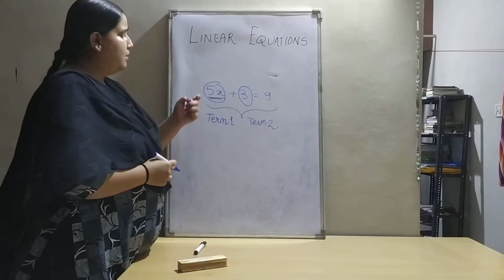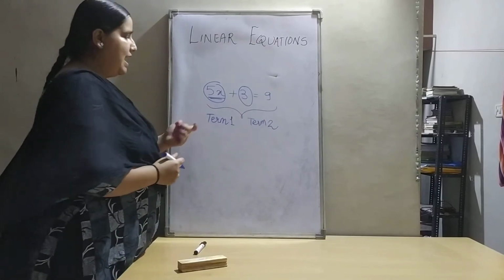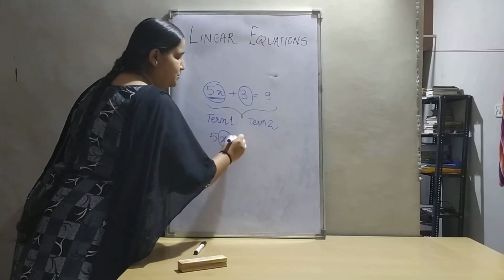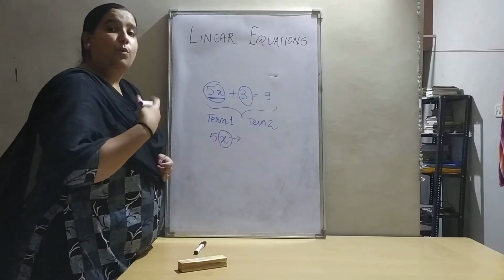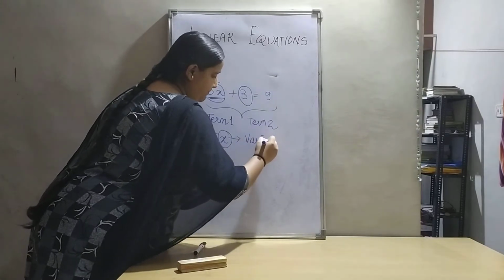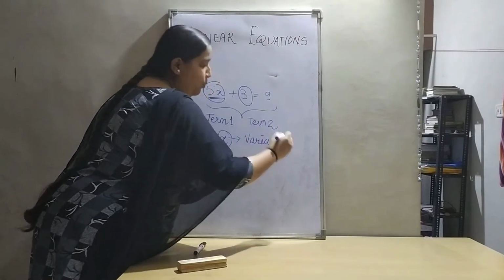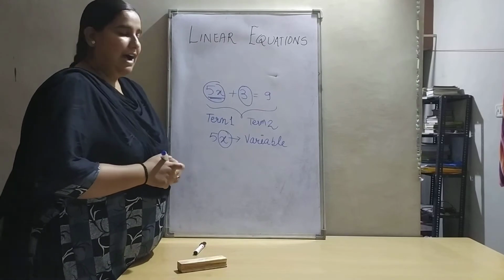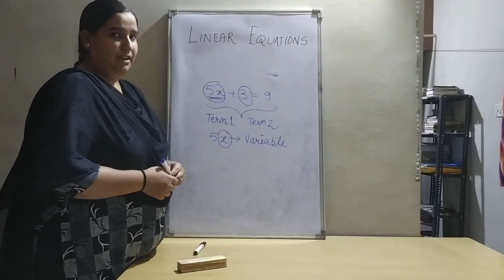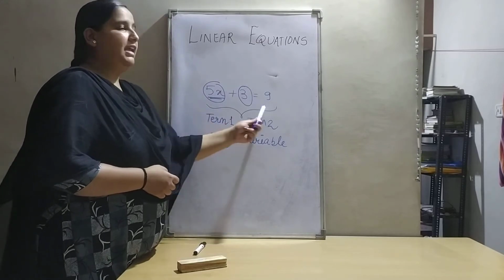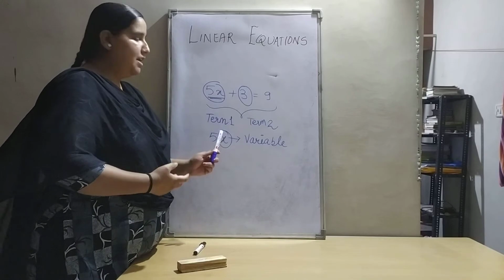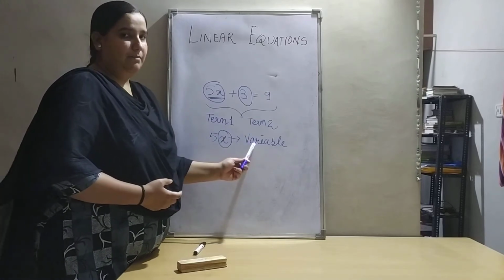Now, if I talk about term 1, I have 5x in it. Here, the x is called a variable. Why am I calling it a variable? I am calling it a variable because the value of x is not fixed here. The value of x depends upon the equation, right? The value of x varies from time to time, therefore we call it a variable.